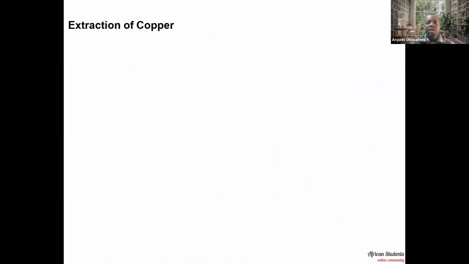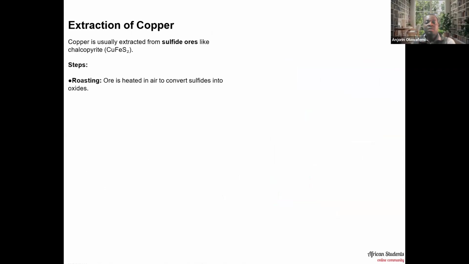Okay, so extraction of copper now. Copper is usually extracted from sulfide ores, like chalcopyrite. What are the steps? Roasting: the ore is heated in air to convert sulfides into oxides. Then reduction: the oxides are reduced using carbon. After that, you have purification, whereby the copper is purified by electrolysis.